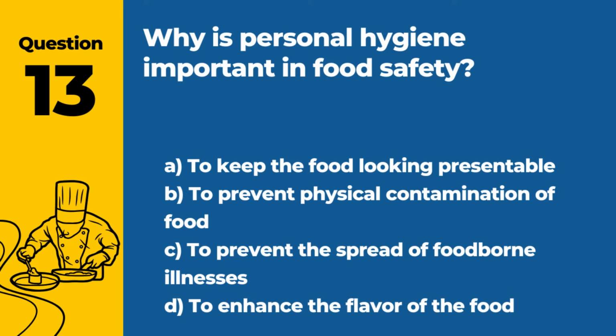Question 13. Why is personal hygiene important in food safety? A. To keep the food looking presentable. B. To prevent physical contamination of food. C. To prevent the spread of foodborne illnesses. D. To enhance the flavor of the food. Answer: C. To prevent the spread of foodborne illnesses. Personal hygiene is crucial in food safety to prevent the spread of foodborne illnesses.